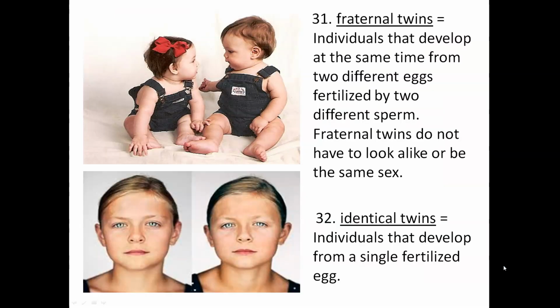Number 31, fraternal twins. Fraternal twins are individuals that develop at the same time, but from 2 different eggs and 2 different sperm. Mom released 2 eggs, and they were fertilized by 2 different sperm. Fraternal twins do not have to look alike or even be the same sex. You could have 2 girls, 2 boys, a boy and a girl. These individuals are no more related or less related than normal siblings. It just so happens that they were developed at the same time.